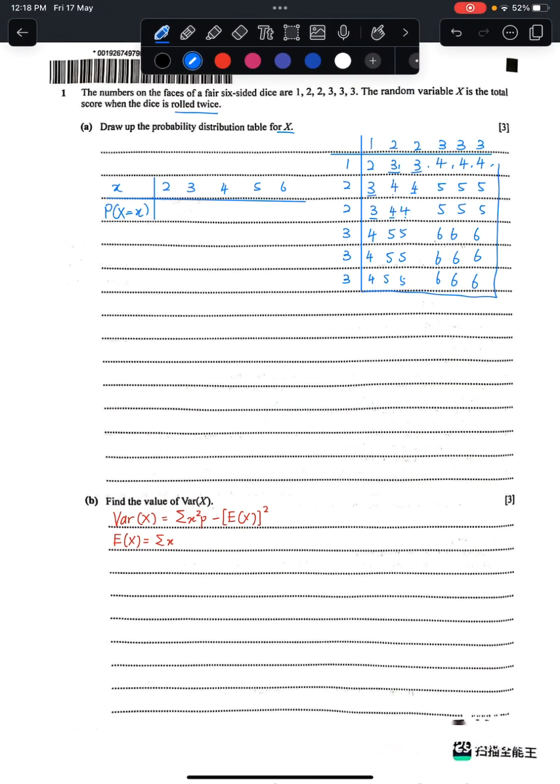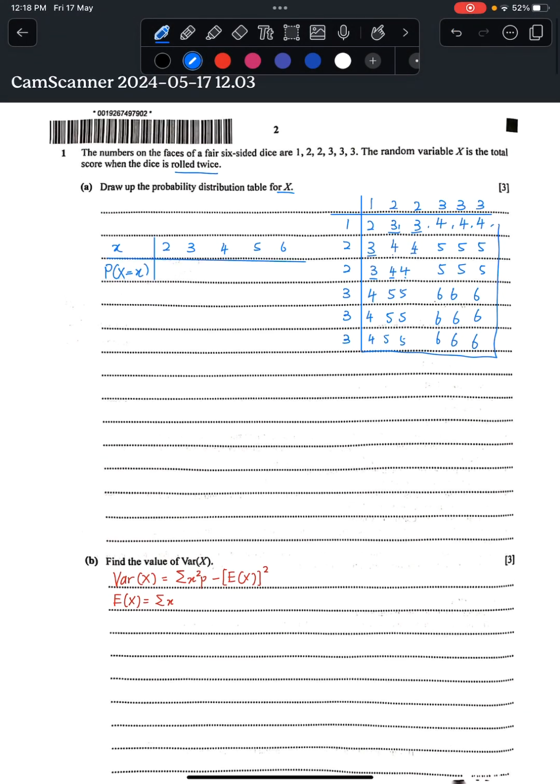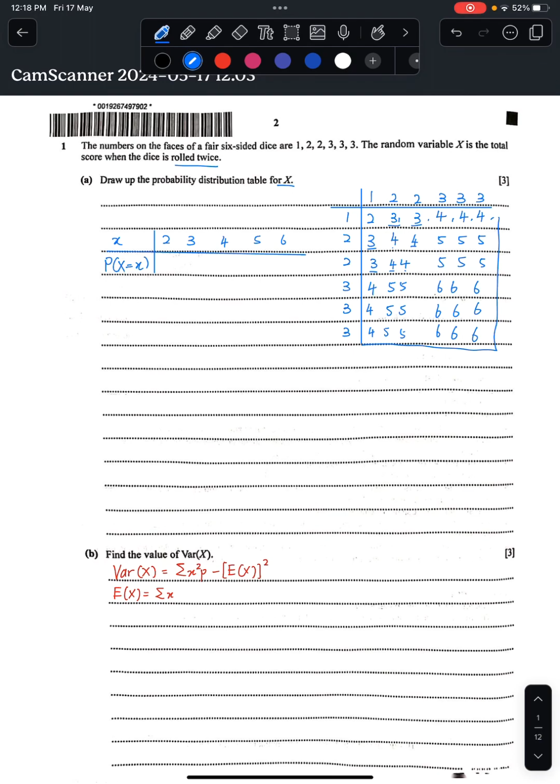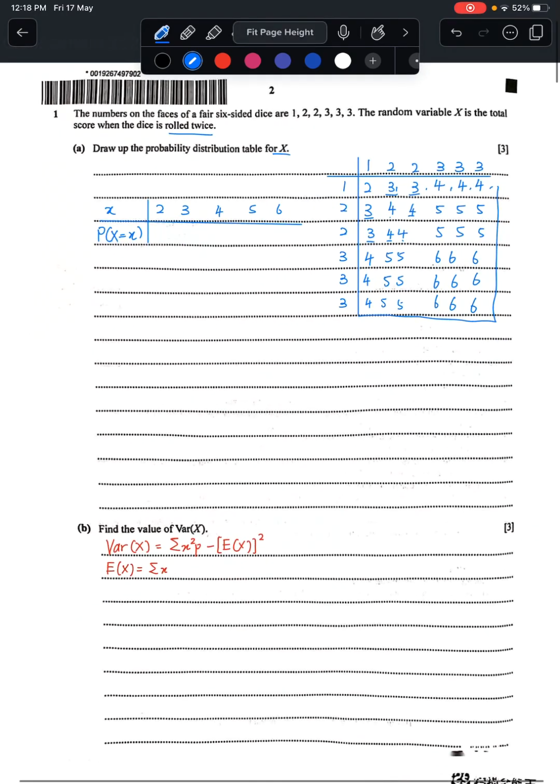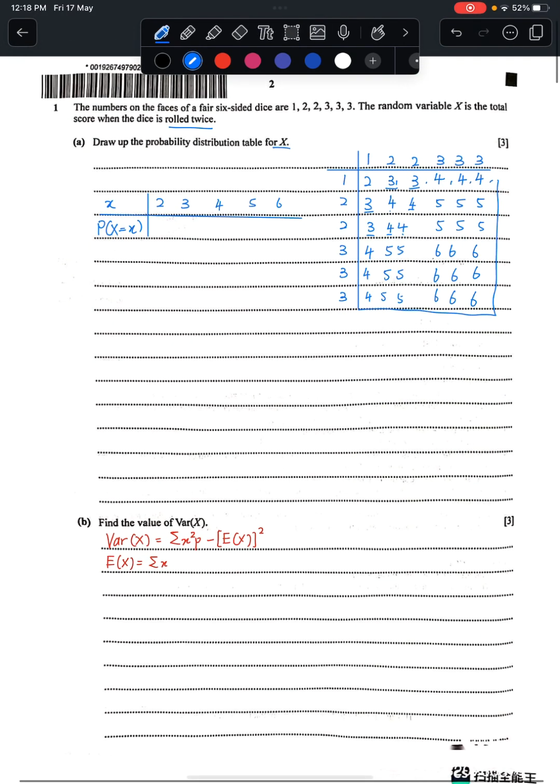Let's go! Welcome, and today we will be doing 2024 May June paper 5 variant 3 statistics. So let's go. First question.